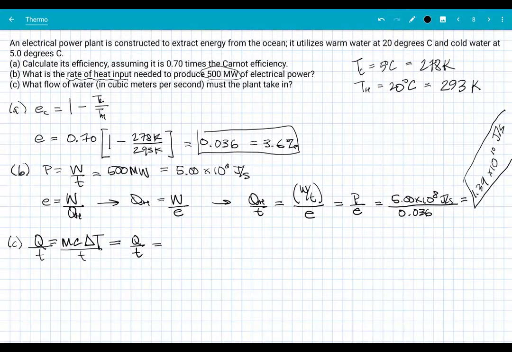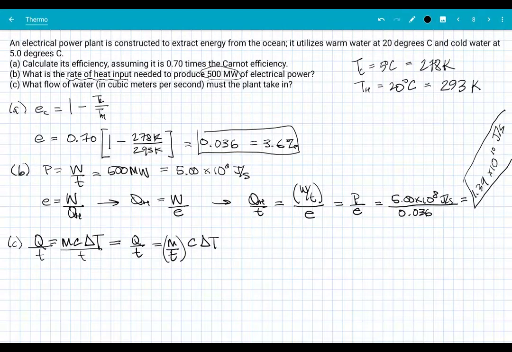Not the C, that's a constant. You could say the change in temperature happens over some time, but what they're asking us for in this question is how much water the plant is taking in. They're not asking how quickly that water is changing temperature. They're asking how much water. So what I'm going to do with this time is divide the mass by it, and think about that as mass per time multiplied by C delta T. That's a conceptual decision to make there, keeping your eye on the ball conceptually.